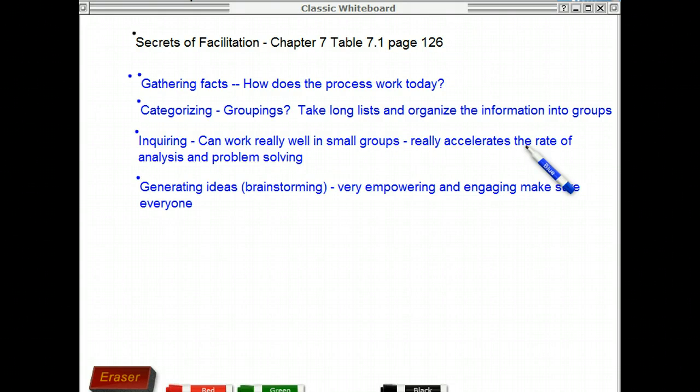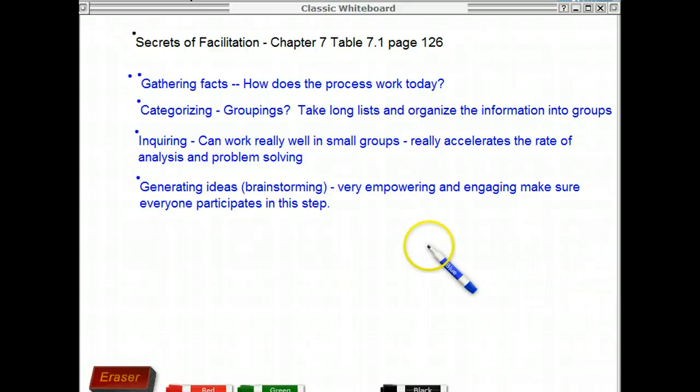Remember that if we don't involve people in the solution, it's very likely that very little of the solution that we develop will be used. So it's important to really get people involved here, and making sure that everyone contributes is a key way that a facilitator would accomplish this.